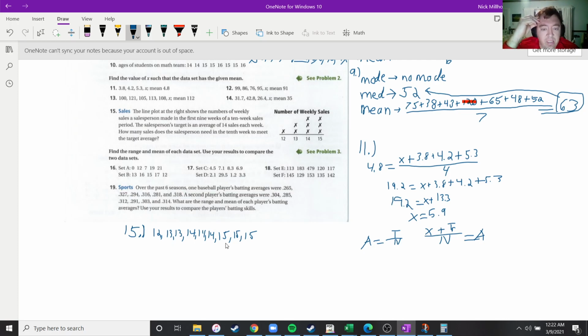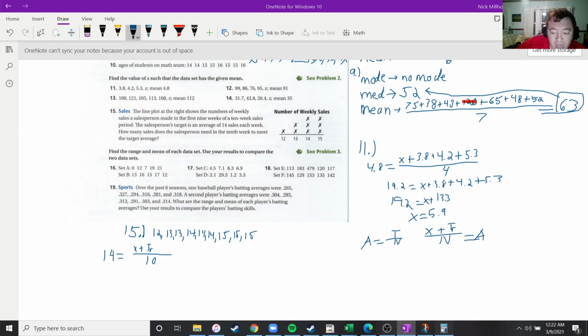The line plot on the right shows the number of weekly sales a salesperson made in the first 9 weeks of a 10-week sales period. The salesperson's target is an average of 14 sales each week. How many sales does the salesperson need in the 10th week to meet the target average? So, if they wanted to average 14 sales in a week, and we have 10 weeks here, so we know that there's going to be 10 data points. Then what we're going to do is x plus the total of the rest divided by 10 is equal to 14.